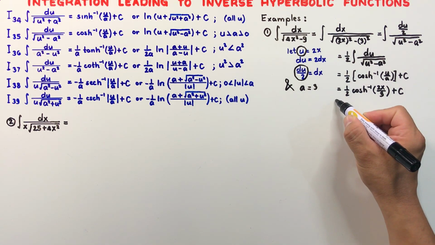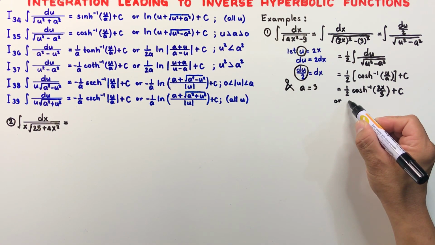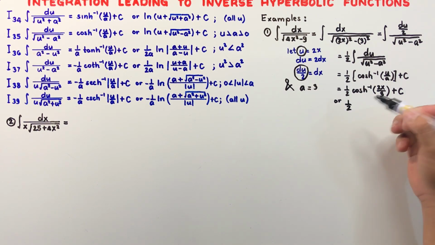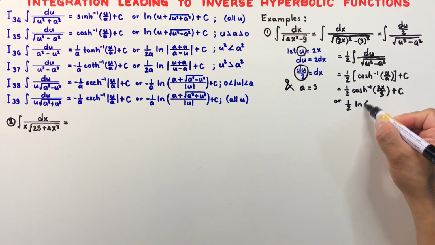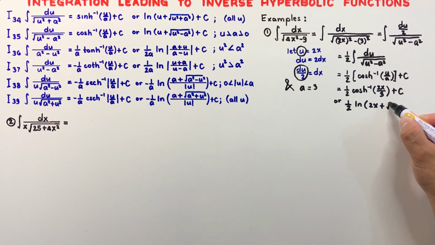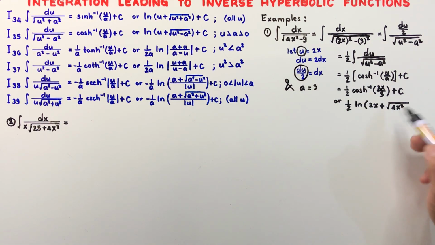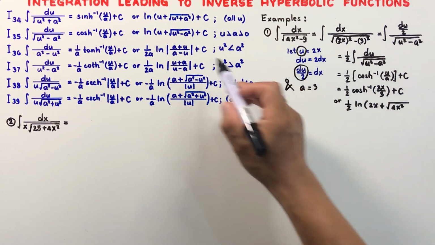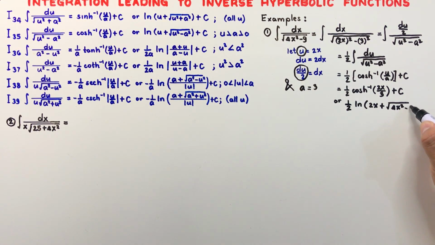Or you may write its equivalent function, which is 1/2 of the natural log of your u, which is 2x, plus the square root of your u squared minus a squared. But your u is 2x, so u squared, we have 4x squared. And then we subtract the square of your a, which is 9. So this is also added to our constant of integration c. And this is our answer for this example number 1.